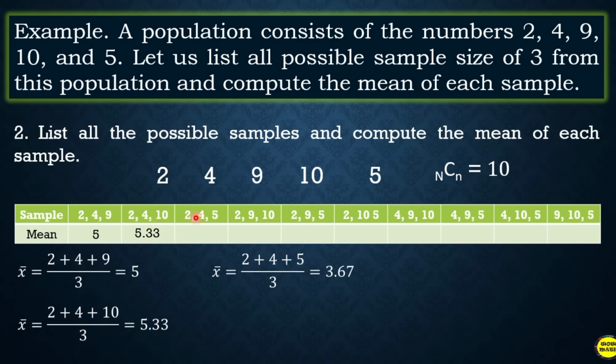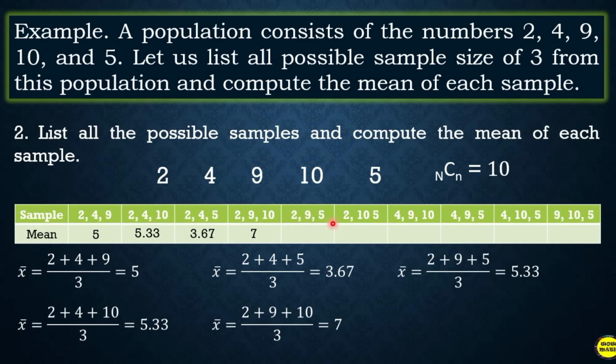Next is 2 plus 4 plus 5. The answer is 3.67. Next, 2 plus 9 plus 10, divide by 3. The answer is 7. And then, 2 plus 9 plus 5, divide by 3. The answer is 5.33. And then, next is 2 plus 10 plus 5, divide by 3, that is 5.67.